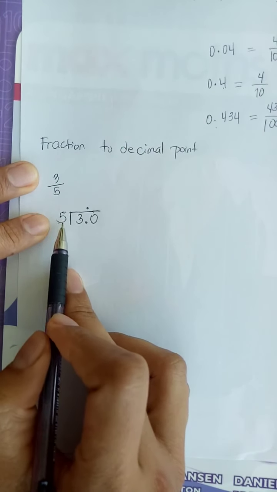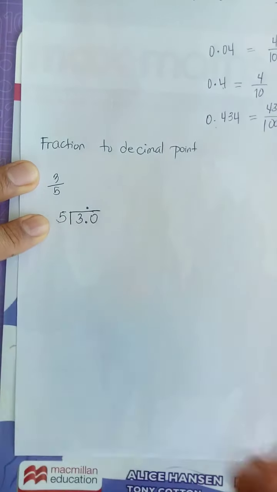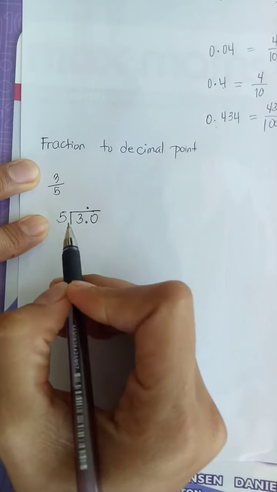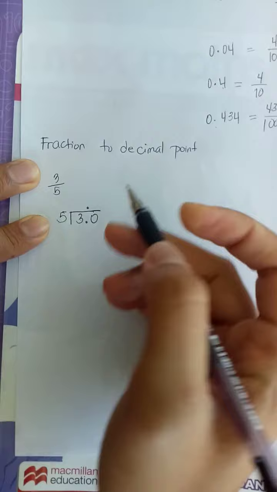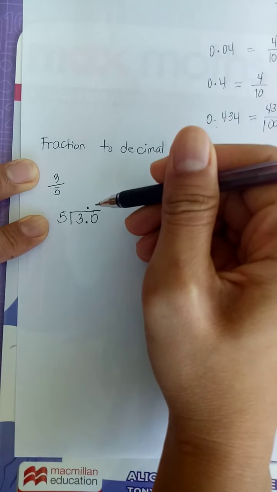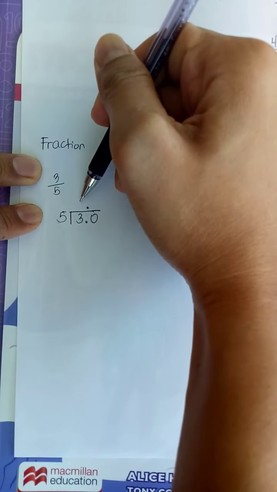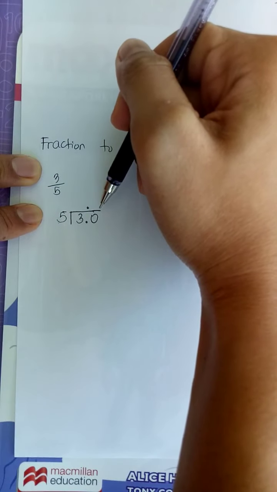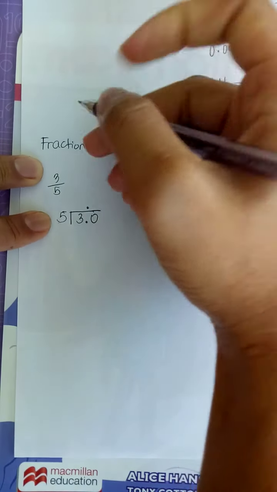So how many 5 can fit inside 30? 6. Therefore, you write the answer on top, on the right side of the decimal point. Do not put the answer here. Always put it on the right side of the decimal point. So we write 6 here.